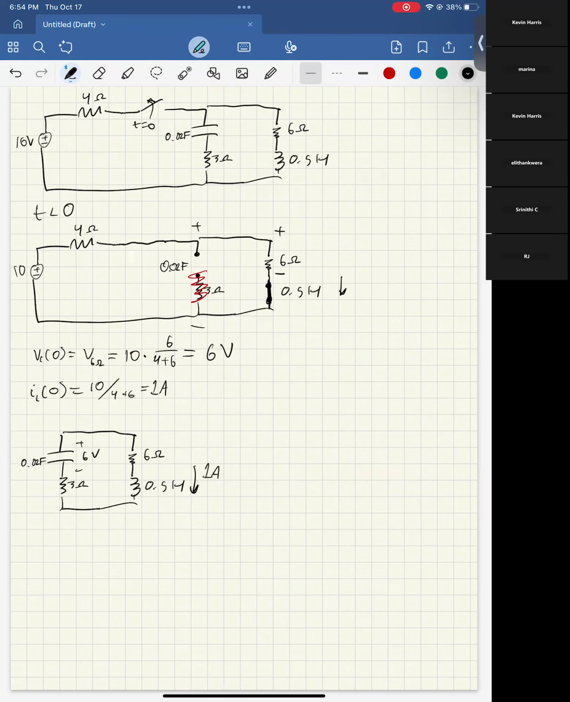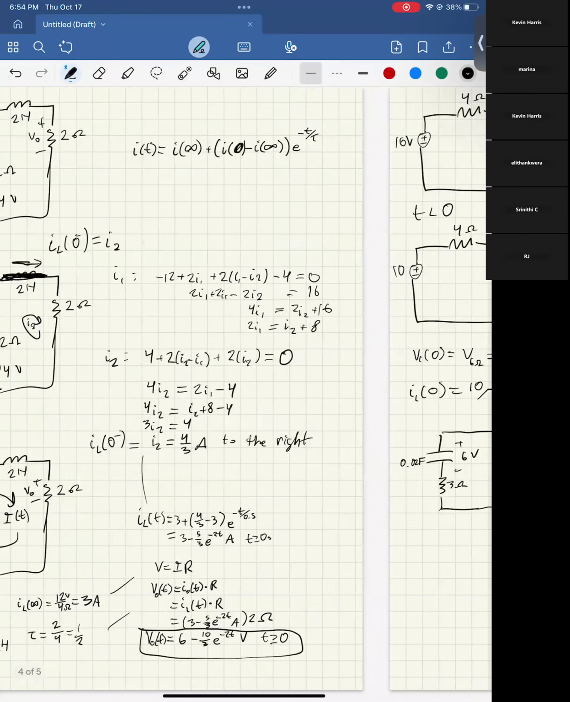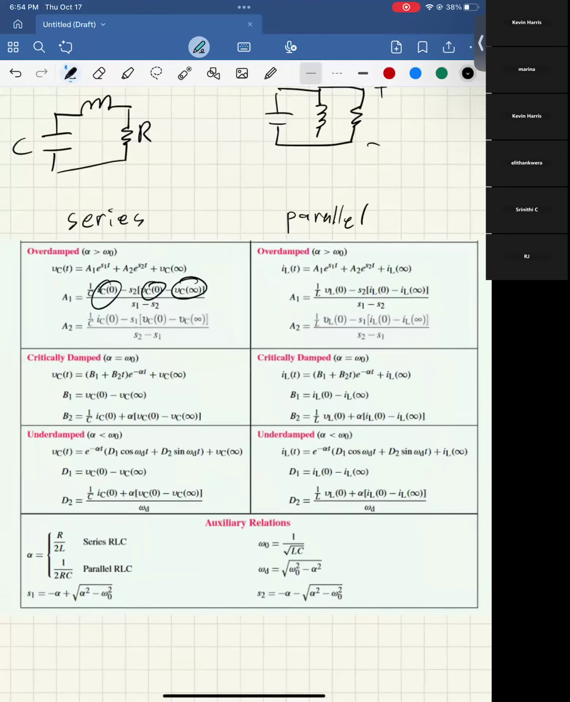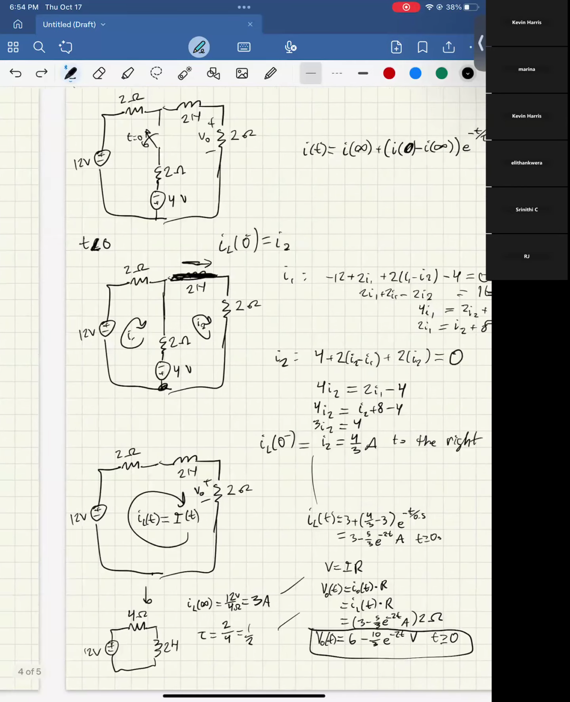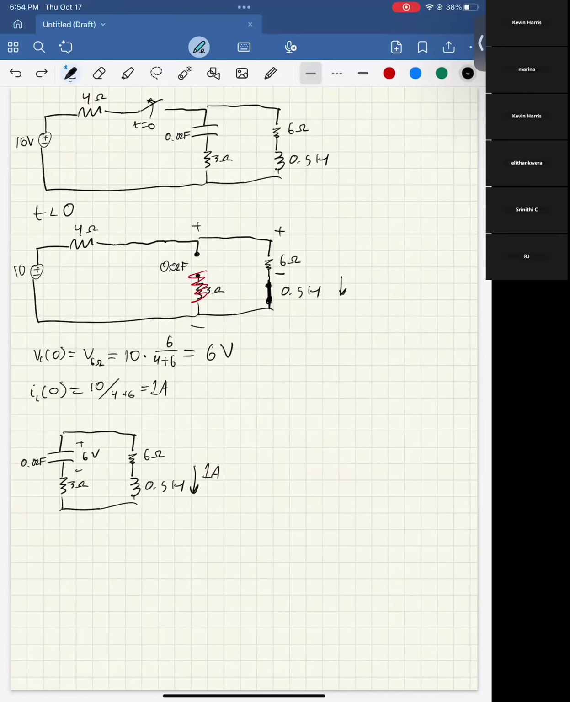So again, how we're starting this is we look at this chart. We say, okay, we need to figure out which one of these 3 sections I am using. So we want to find our alpha and our omega. So alpha for a series circuit is R over 2L.